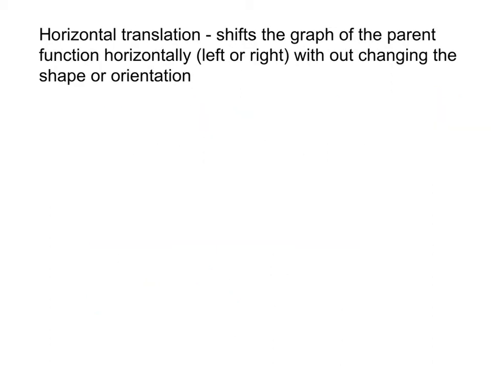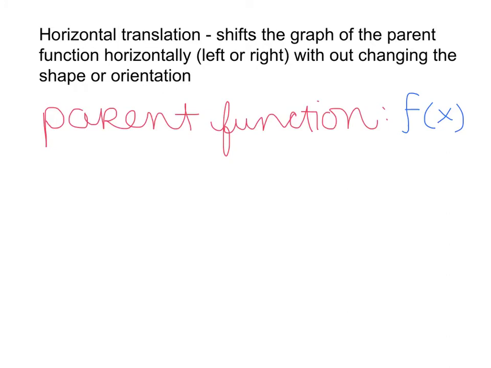So now that we've looked at vertical translation, let's look at horizontal translation. So this is going to shift the graph of the parent function horizontally, or left or right, without changing the shape or orientation. Again, we're going to start with the parent function f of x as the most basic graph, and let's look at how it looks if we were to shift it horizontally.